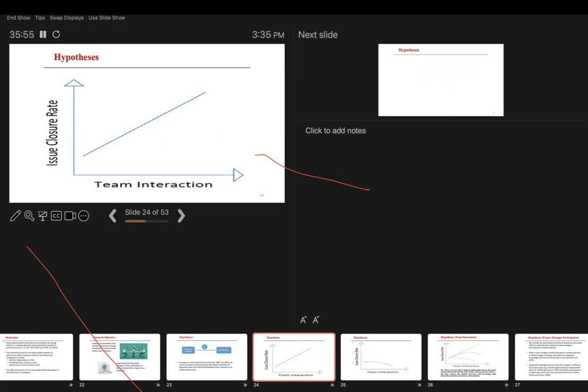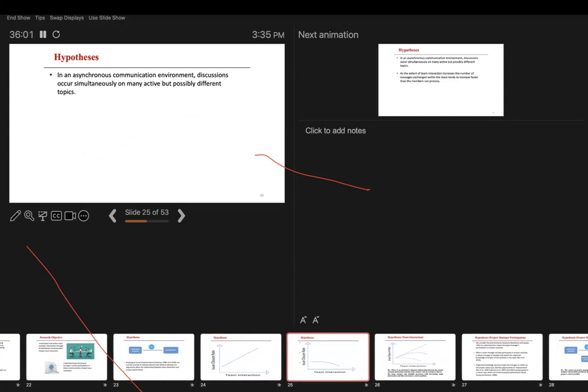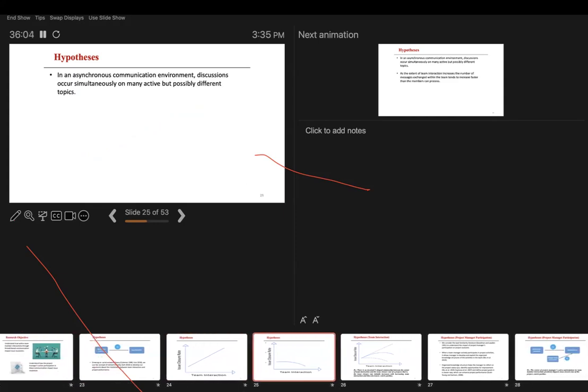Density is the real number of edges. Yes, total number. The number of instances of communication to the total possible communications.